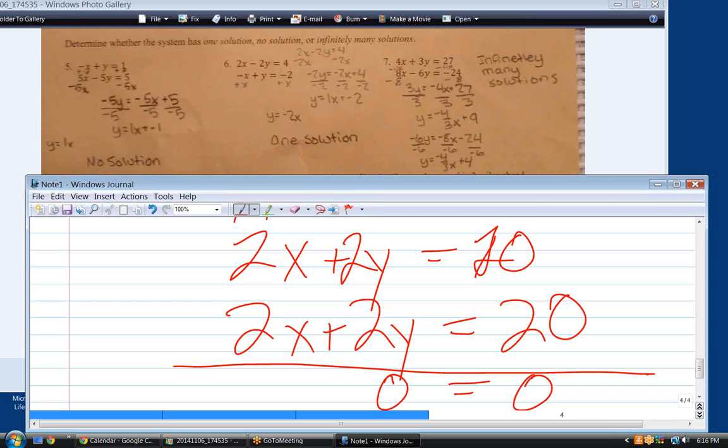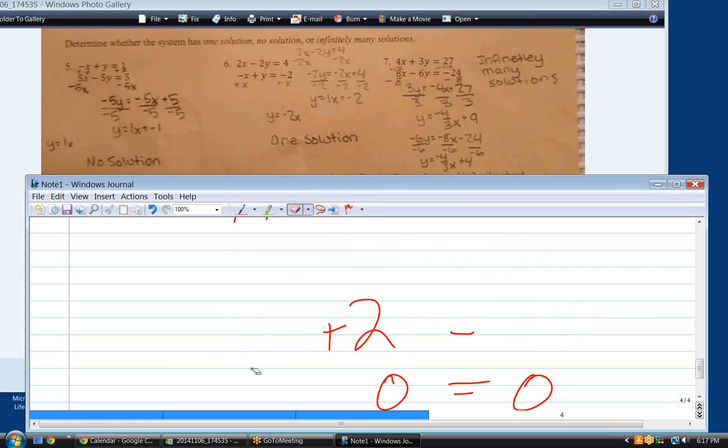That's how you can tell when you go to solve it. In fact, the only difference is if you can solve for X, you have one solution. If you get 0 equals 0, you have infinitely many, and if you get 0 equals a number, you have none. That's it in a nutshell. So if it's like 4 is equal to 4, that'd be infinitely many.